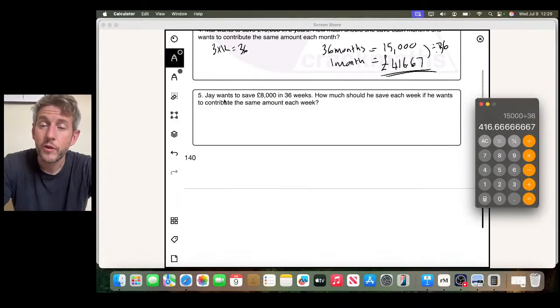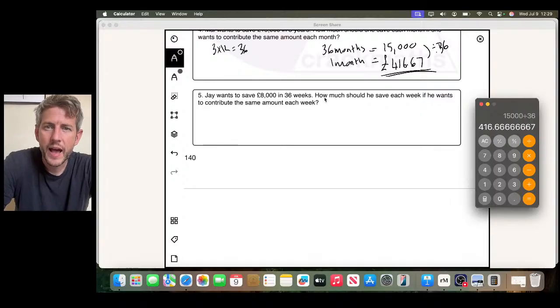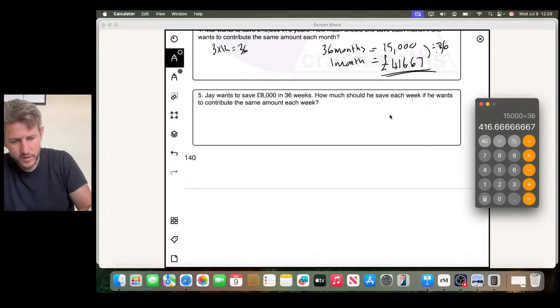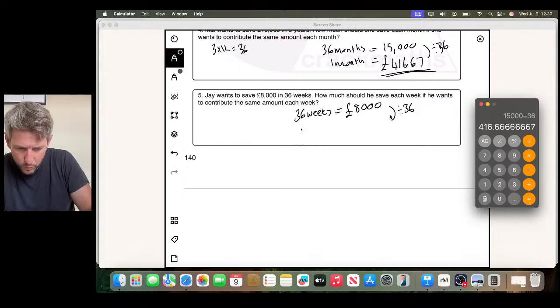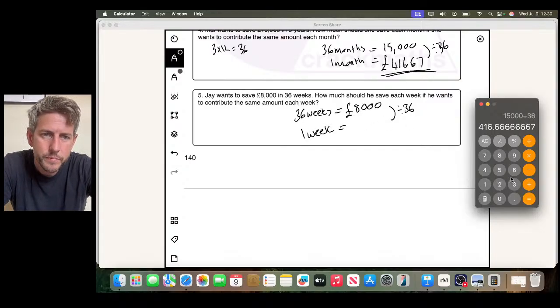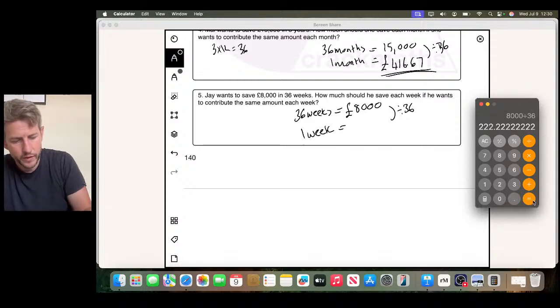Question 5. Jay wants to save £8,000 in 36 weeks. How much should he save each week if he wants to contribute the same amount each week? So we know that 36 weeks equals the 8,000. So we need to divide this by 36 to get 1 week. Okay, so 8,000 divided by 36. There we go, £222.22.